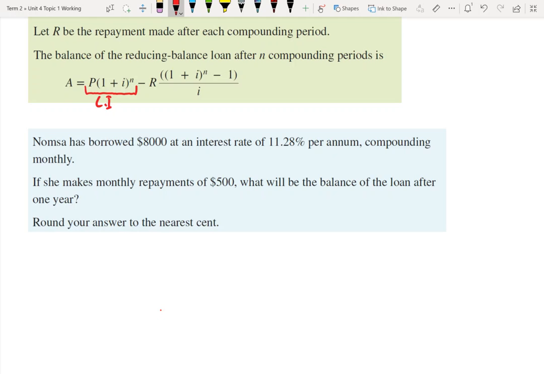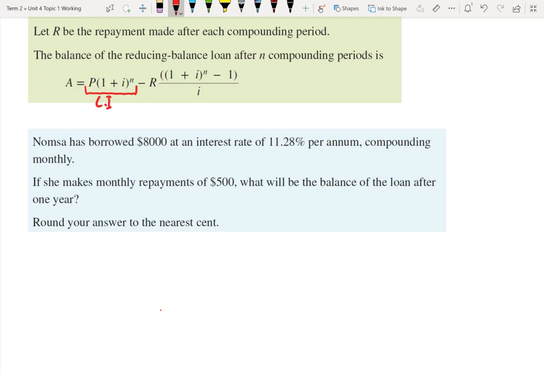Nomsa has borrowed $8,000 at an interest rate of 11.28% per annum, compounding monthly. If she makes monthly repayments of $500, what will be the balance of the loan after 1 year? Round your answer to the nearest cent. Okay, so that's a pretty dense information question.